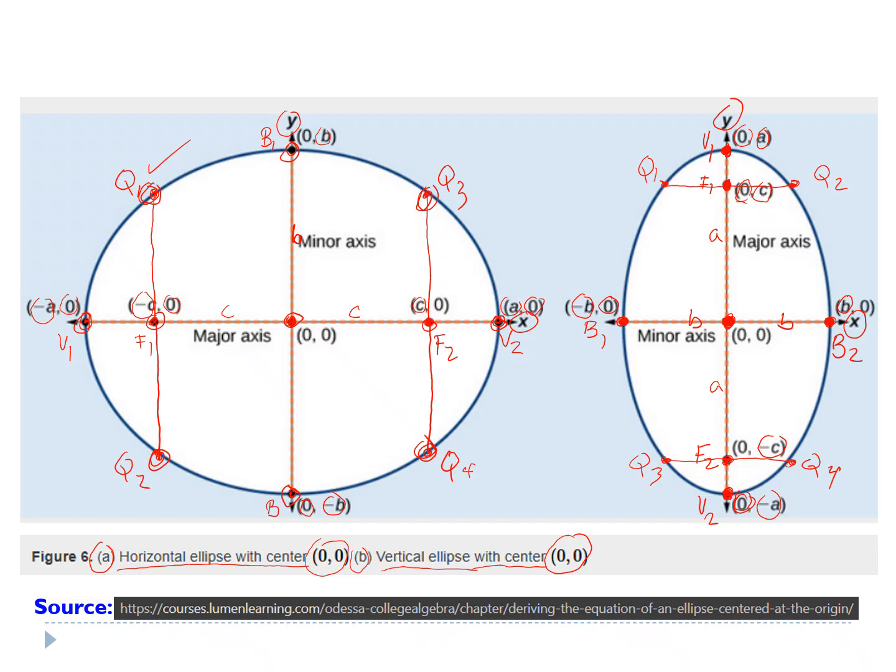And this is also a latus rectum. Both of these latus rectum are called latera recta. So q1, q2, q3, q4 are the ends of the latera recta. So take note of the terms, class.